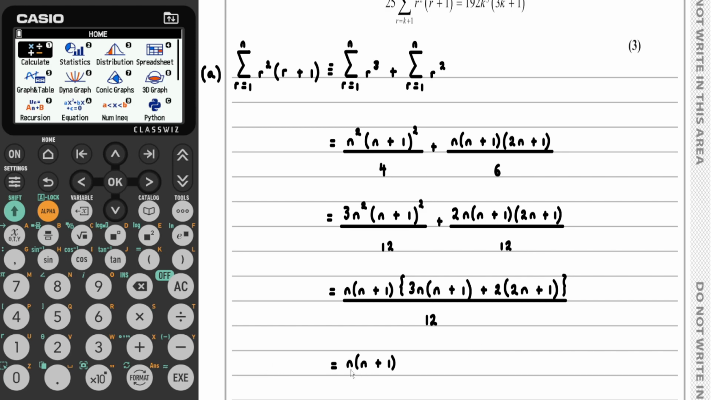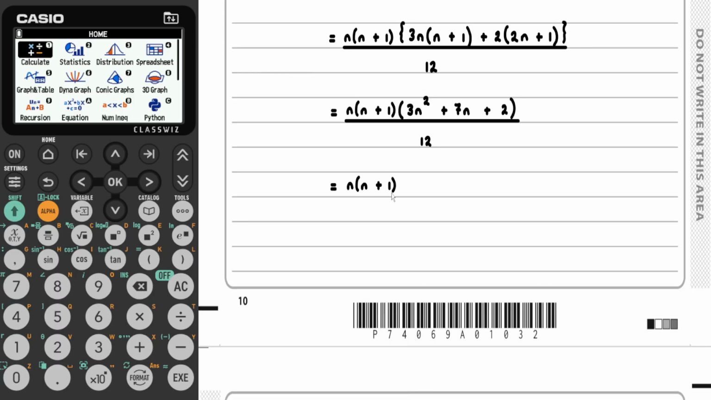Continuing, we have n times n plus 1 times, now if I expand the brackets here and simplify, we have 3n squared plus 7n plus 2, and we divide this by 12. So I've got n times n plus 1, and the 3n squared plus 7n plus 2 I can factorize as n plus 2 times 3n plus 1, and I divide all this by 12, meaning a is 3, b is 1.